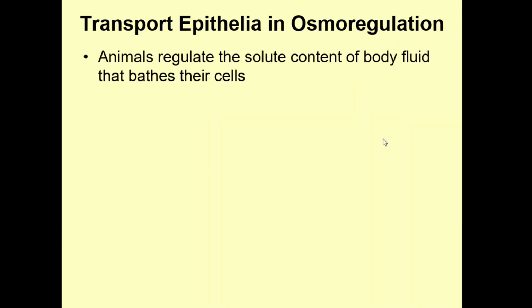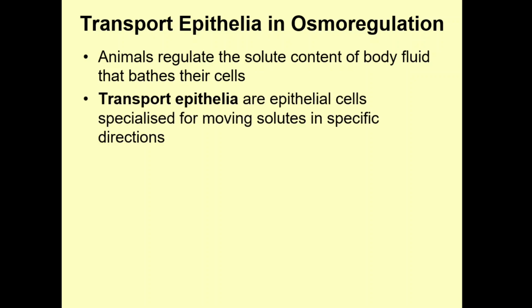So how do animals actually carry out osmoregulation then? Well, we've talked a little bit about some of the large mechanisms that we can use, but how does it actually work on a cellular level when we're starting to look at specific tissues? Well, animals regulate the solute content of the body fluid that bathes their cells. So that's what we refer to as the interstitial fluid. So all of our cells are bathed in this fluid.